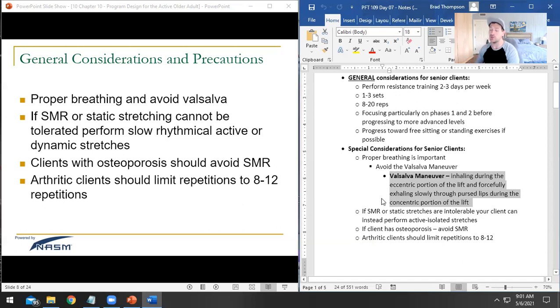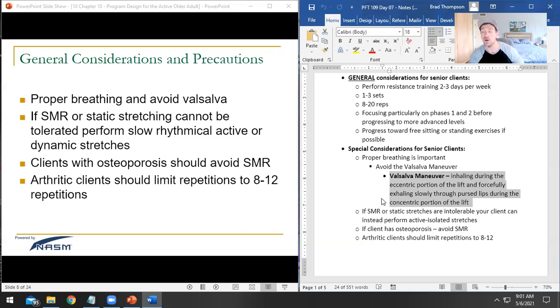You'll notice, like right now, put your hand on your stomach and then exhale through pursed lips. You'll notice you're going to pooch your stomach out. That's the Valsalva maneuver. That's great for creating pressure and keeping your spine safe. However, it has been shown to massively raise your blood pressure.